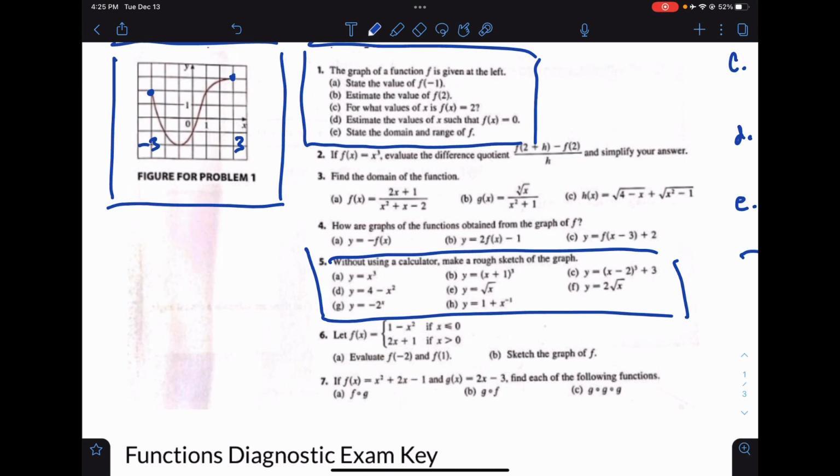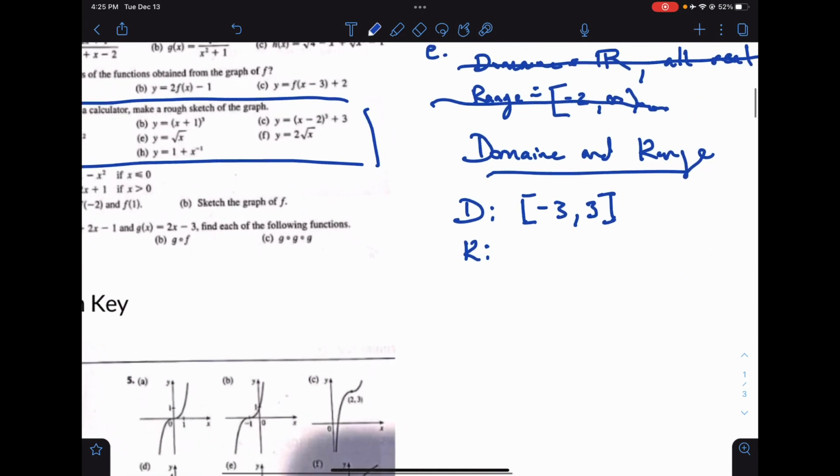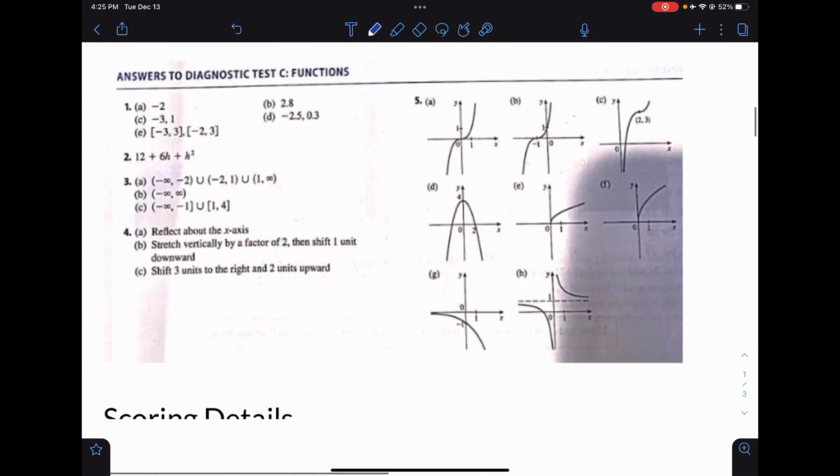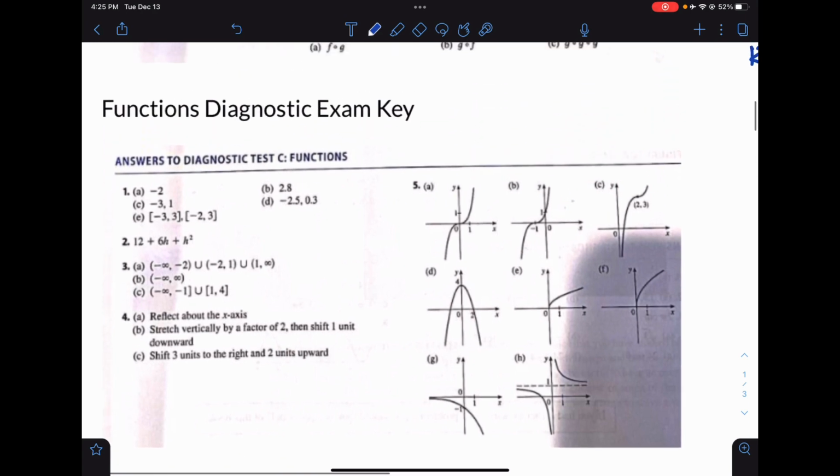The range, the lowest point is -3. Highest point is +3 up here. Or no, the lowest is -2. 1, 2, yeah, so -2 and +3. And again, we're going to use the brackets. Let's double check our work. Yeah, looking good.